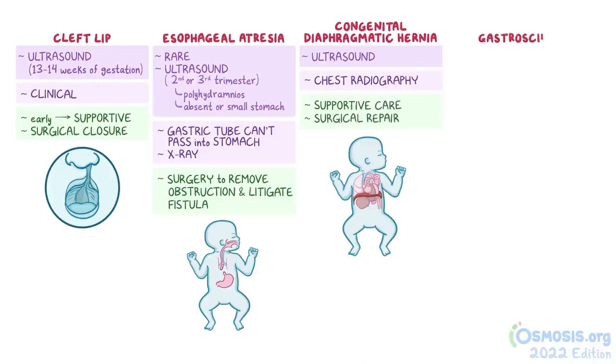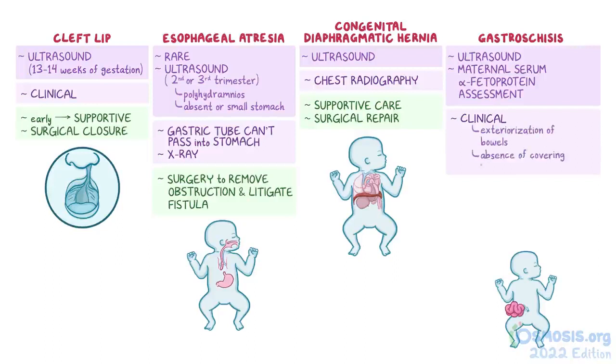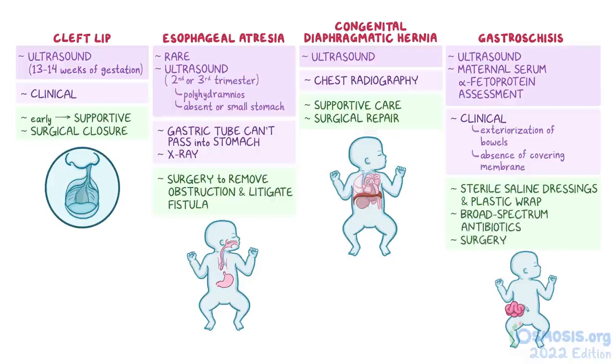Next, gastroschisis is an abdominal wall defect through which the bowel and sometimes other abdominal organs slip outside the abdomen. Prenatal diagnosis can be made by routine ultrasound screening, as well as maternal serum alpha-fetoprotein assessment. After birth, clinical diagnosis is based on the exteriorization of the bowels through the midline defect and on the absence of the covering membrane. Treatment consists of covering the bowels with sterile saline dressings and wrapping them with the plastic wrap, broad-spectrum antibiotics, and surgery.